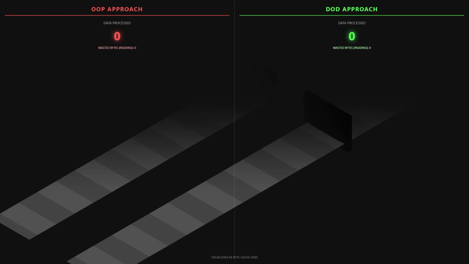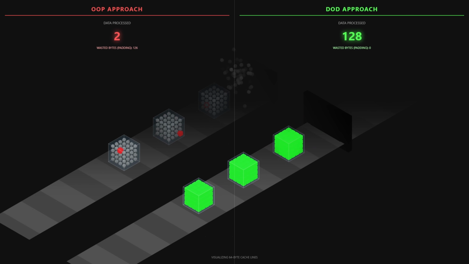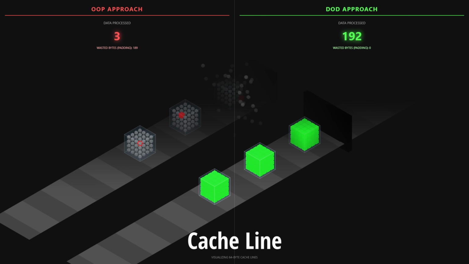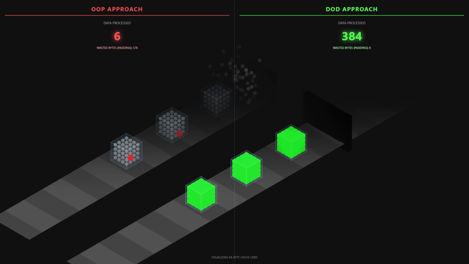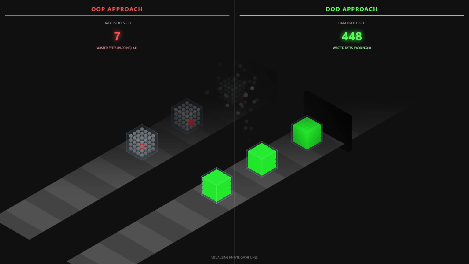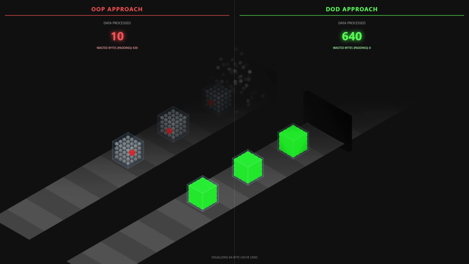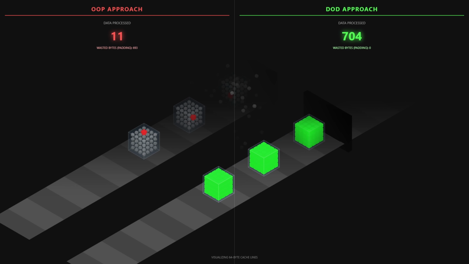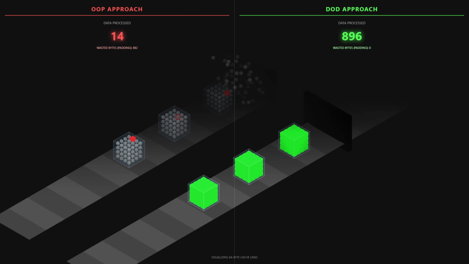Here is the hardware reality. Your CPU doesn't fetch variables one by one. It fetches chunks of memory called cache lines, usually 64 bytes at a time. Think of a cache line like a shipping container. In OOP, you order a container just to get one boolean flag. The other 63 bytes are filled with junk padding or other data you don't need right now. You are clogging your memory bandwidth with styrofoam.